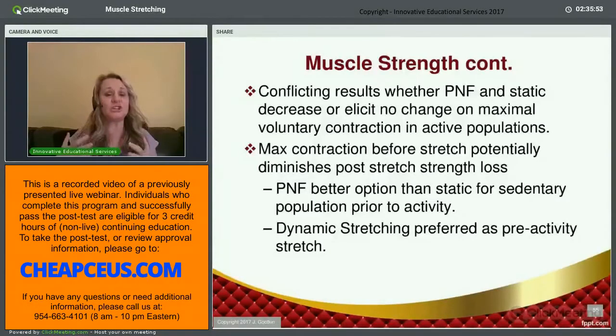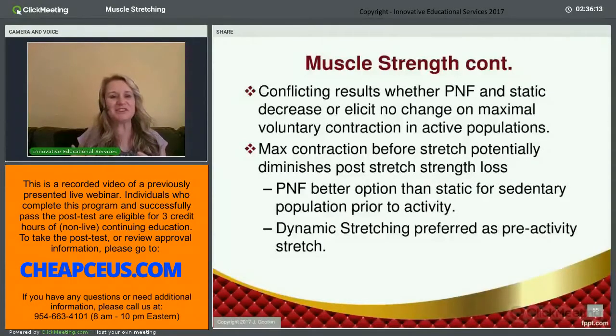And having that initial isometric contraction before the stretch allows that muscle to more fully relax. So we have a better ability to generate the stretch, knowing that muscle is more turned off, so to speak. It's more inhibited. So we have less of a likelihood of traumatizing that particular muscle.